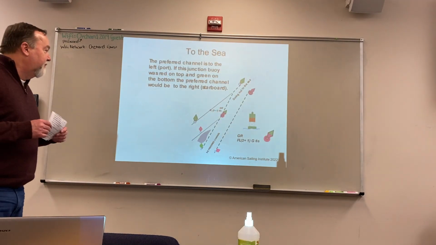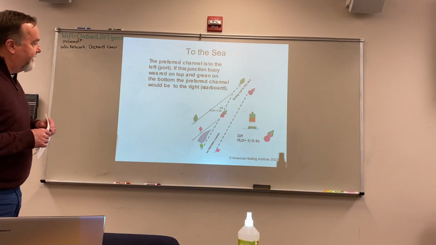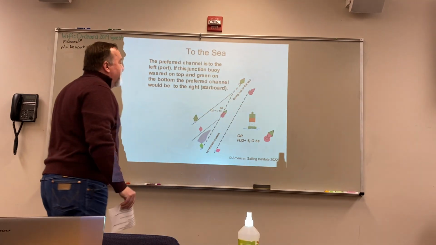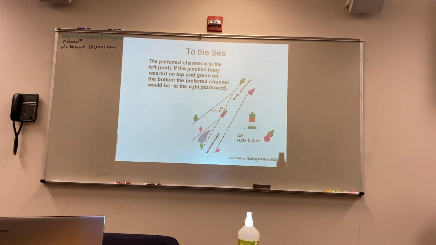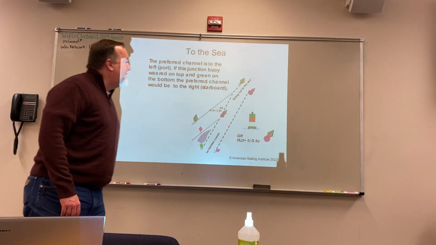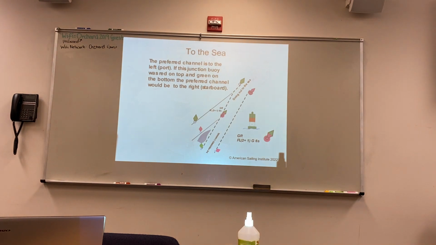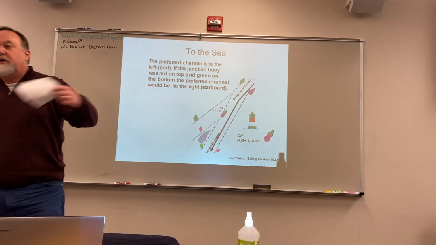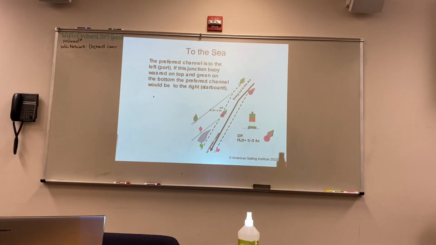Now we're actually going out to the sea. We're gonna be going from this direction. We're coming down and we're going out to the sea. So our red is not going to be red right returning, or we're going to be left right returning, right? So here's our junction. We have green on top, red on the bottom. Which direction is going to be our preferred channel? In this case, we're going out to sea, not coming in from the sea. Left, right? Because again, going downbound, our red is going to be on our port side, not on our starboard side when we're going out to sea.